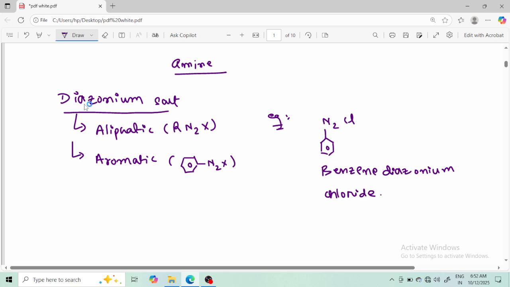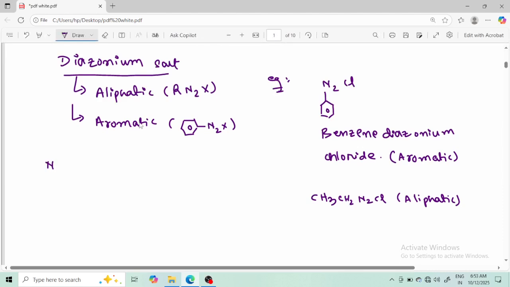So as usual, very simple thing. If this is aromatic, right, because the N2Cl part is directly connected to the benzene ring, right? Then what about aliphatic? Let's take any alkyl, CH3CH2 then N2Cl. So this is aliphatic diazonium salt. Name not necessary here. I'm just trying to explain what is aromatic diazonium salt and which one is aliphatic diazonium salt. They don't ask IUPAC naming for diazonium salt.